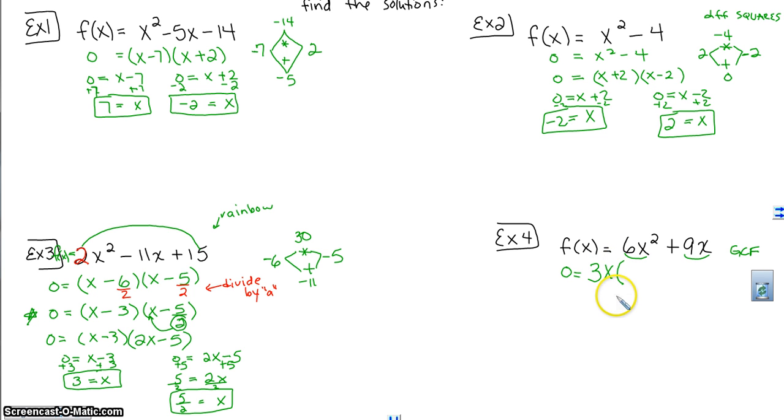Now I've got to think what would go inside the parentheses, undistribute. So 3x times what gives you 6x squared? Well, 2x. And then 3x times what gives you 9x? 3. And you want to double check that. 3x times 2x, 6x squared. 3x times 3, 9x. Take each factor, set it to 0.